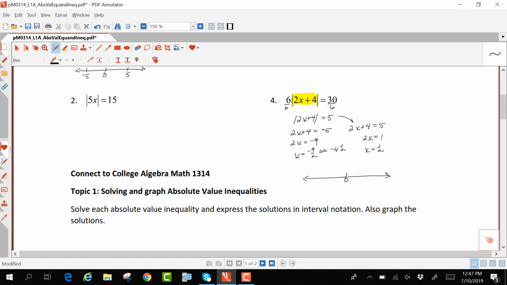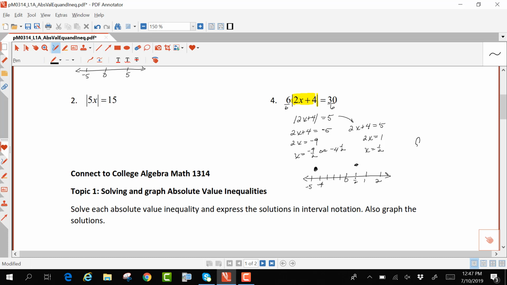So on a number line, 1, 2, so if this is 1 and this is 2, right in the middle would be 1/2. There's one solution. And negative 4 1/2, negative 1, negative 2, negative 3, negative 4, negative 5. So this is negative 4 and this is negative 5. Right down the middle would be negative 4 1/2. So there's the graph of your two solutions.